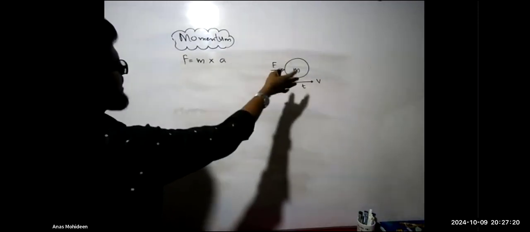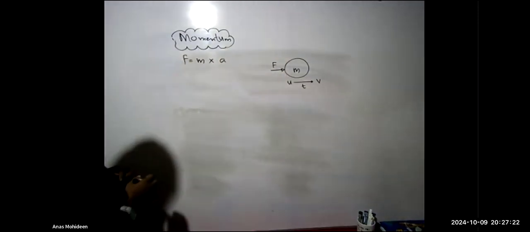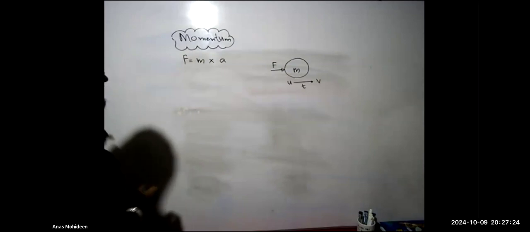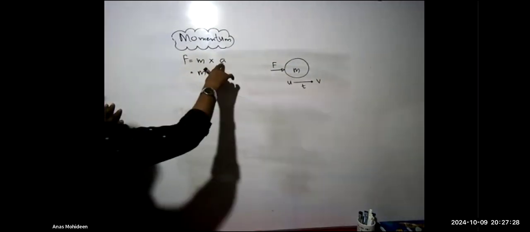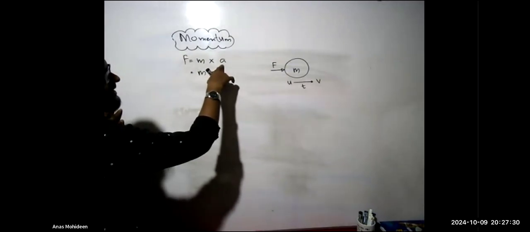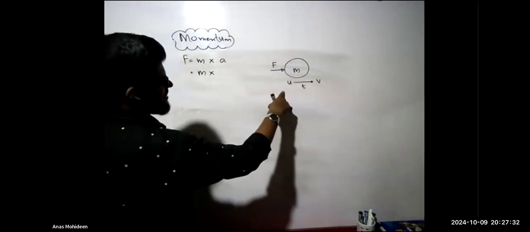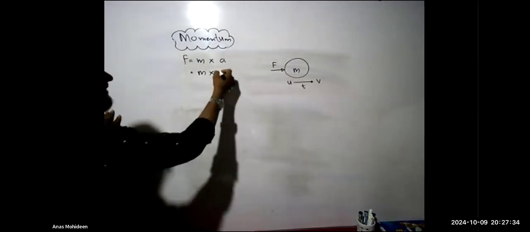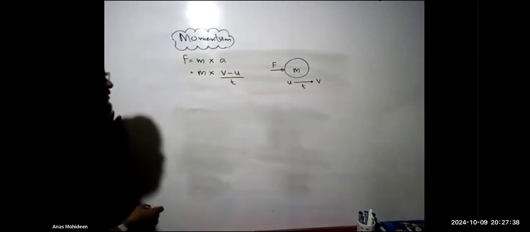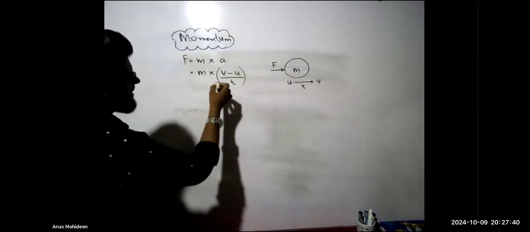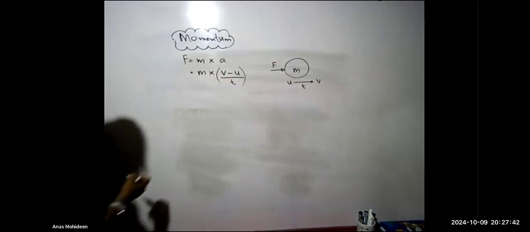Using this, I'm going to build up a formula, that is, I'm going to build up the relationship. Now you see the mass is the same, right? But acceleration we know. You can find the acceleration using the velocity change over time, v minus u over t. So instead of a, I can write v minus u over t.